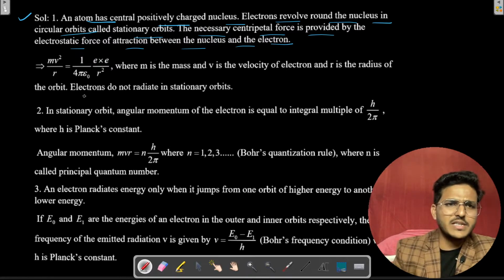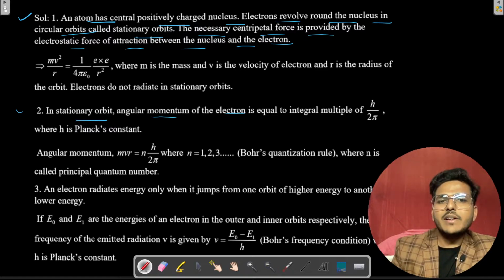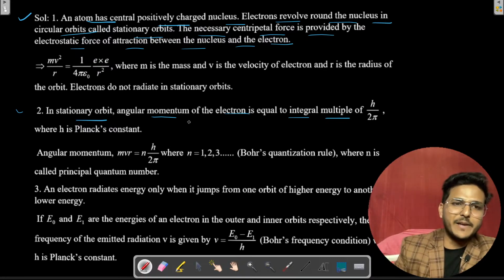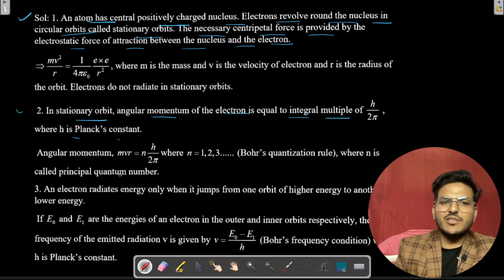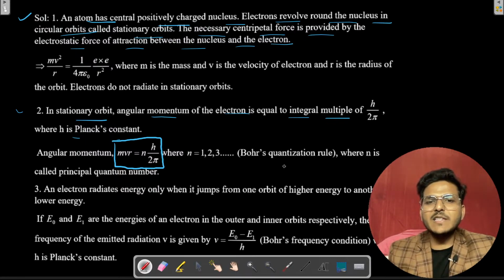This is the first postulate. Second postulate: in the stationary orbit, angular momentum of the electron is equal to an integral multiple of h upon 2 pi, where h is Planck's constant. That is, mvr equals n times h upon 2 pi. Here n shows the quantization rule, Bohr's quantization rule.